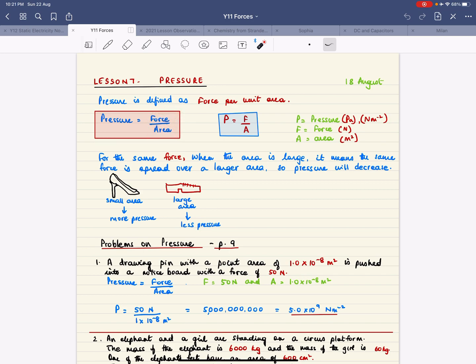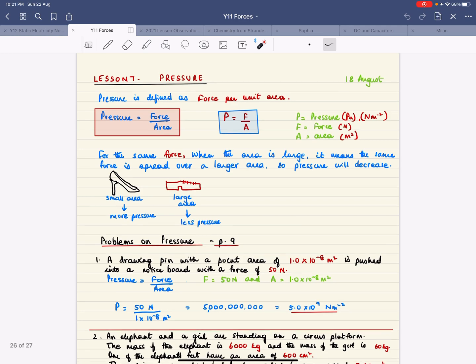Now, if you know the mass, then the way that we get the force is weight force or gravity force. So it's mass times g, and this value for g is 10 meters per second squared or 10 newtons per kilogram. Okay, so the problems on pressure are over here.